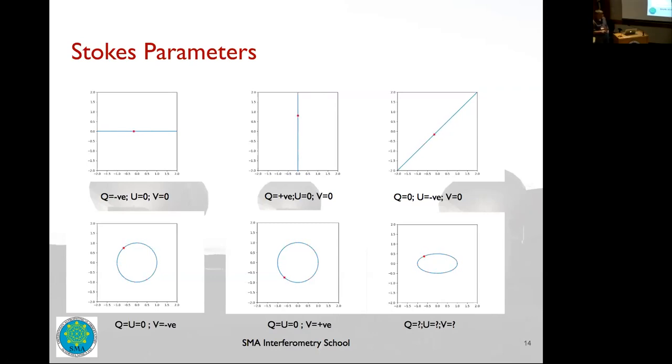And for circular polarization, Q and U are 0 in this case, and V is negative for one case, and V is positive for the other. And in this case, this is an exercise, which I haven't done. But anyway, you can figure out what Q, U, and V are in this case.